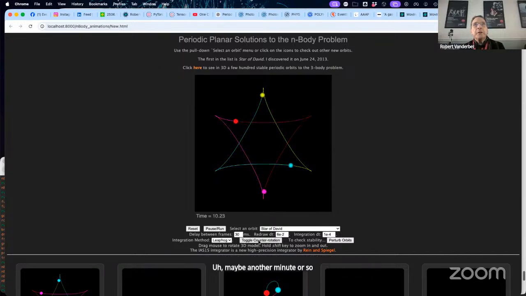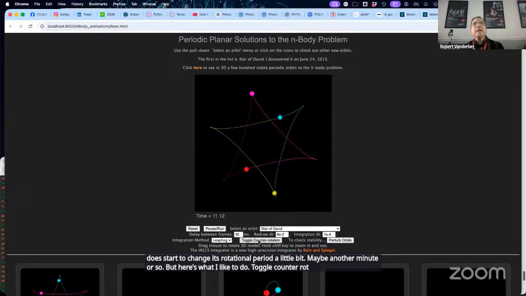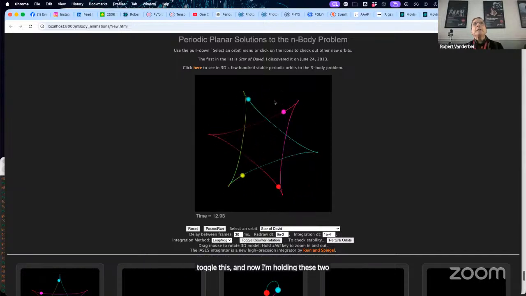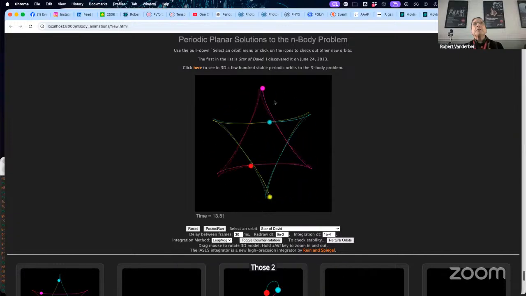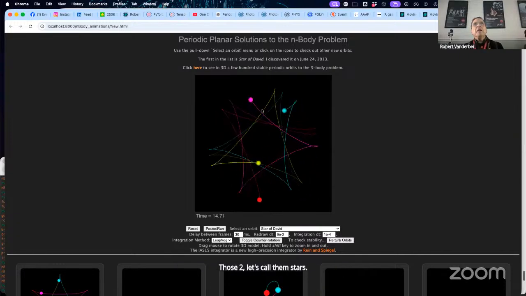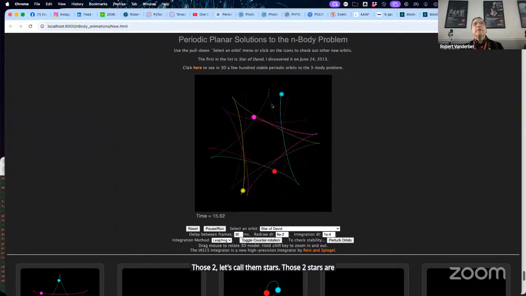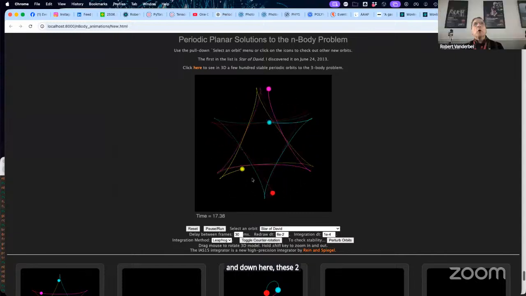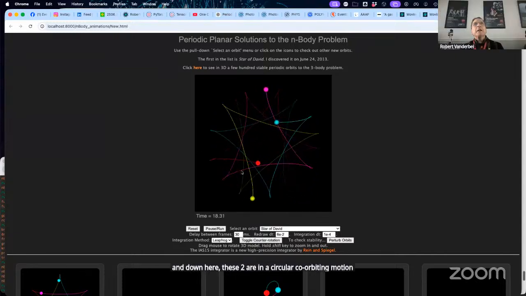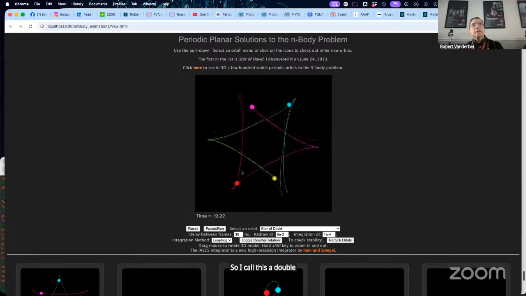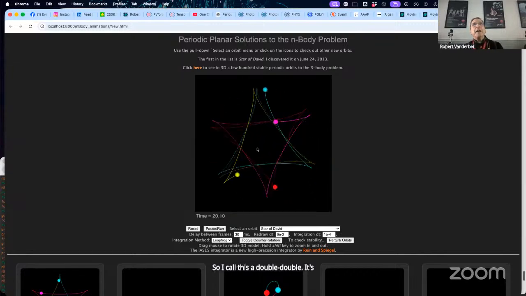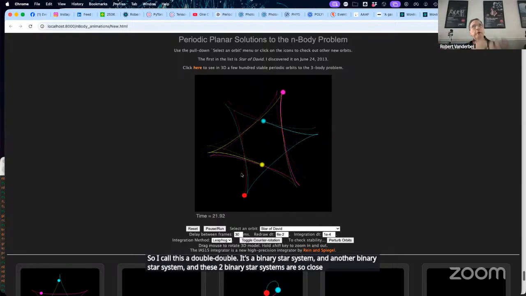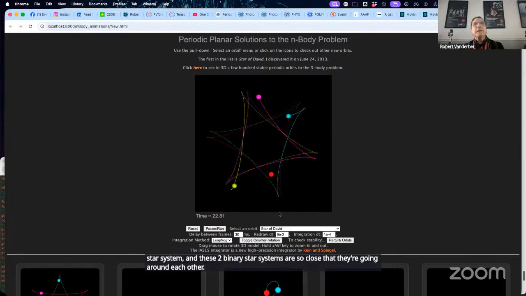But here's what I like to do. Toggle counter rotation. Toggle this, and now I'm holding these two right here. Those two, let's call them stars, are co-orbiting each other. And down here, these two are in a circular co-orbiting motion with each other. So I call this a double-double. It's a binary star system and another binary star system. And these two binary star systems are so close that they're going around each other. And I think that's really interesting.